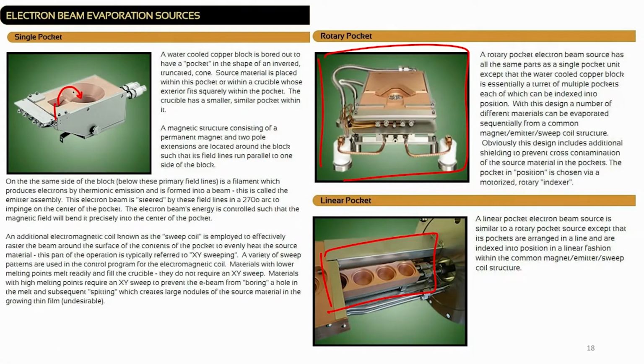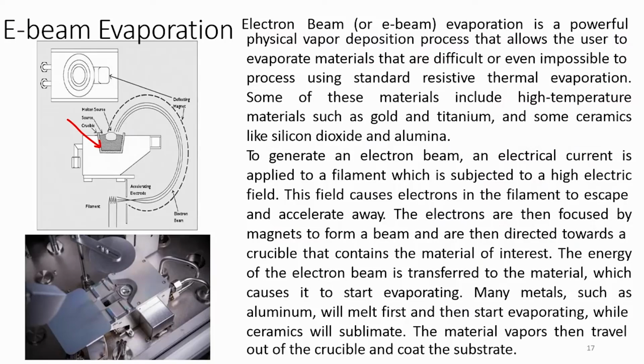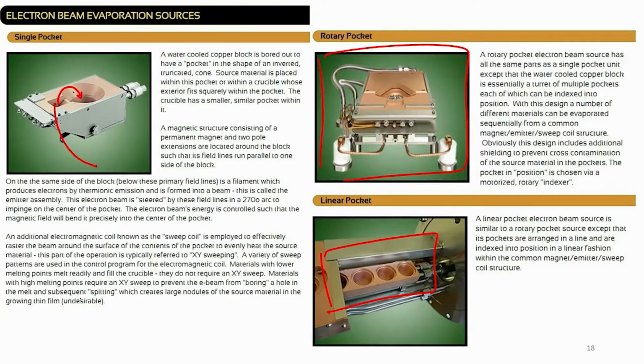So, this goes all the way down. You cannot see anything of the emitter assembly when you open the system, like here you cannot see anything which is below this, correct. So, this is what is written here. The electron beam is steered by these fields in a 270-degree arc to impinge on the center of the pocket. Electron energy is controlled such that the magnetic field bends it precisely into the center of the pocket, alright.